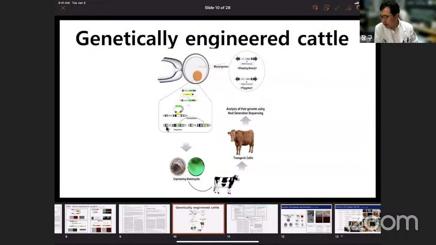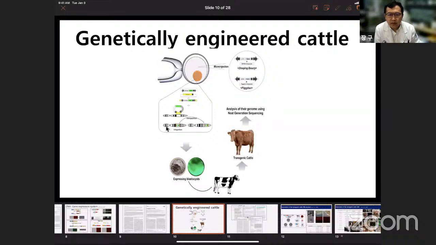So let's start with the genetically engineered cattle. In this national government project, the objective is to produce humanized milk. It means we can control the milk composition. After genetically engineering cattle, we can produce special proteins in the cow milk, cow milk containing human protein for therapeutic use, disease treatment, or any research protein.